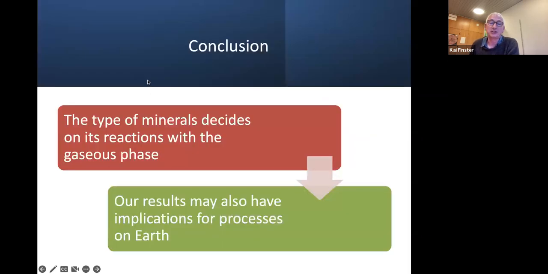So to end my talk, just a short summary for the last part. The type of mineral decides its reaction with the gaseous phase. We saw that clearly. It depends on whether we have quartz or basalt, and our results may have implications for the processes on Earth as well, as I've shown you in the last picture.